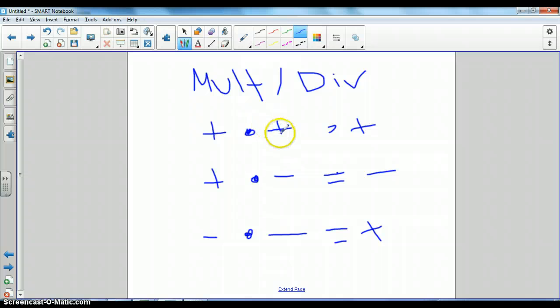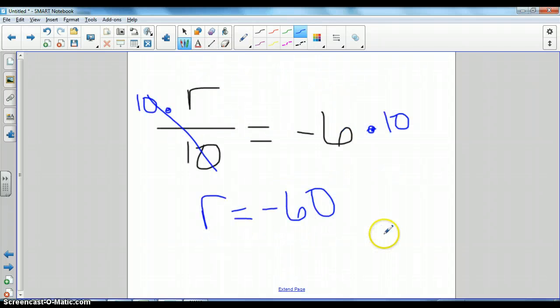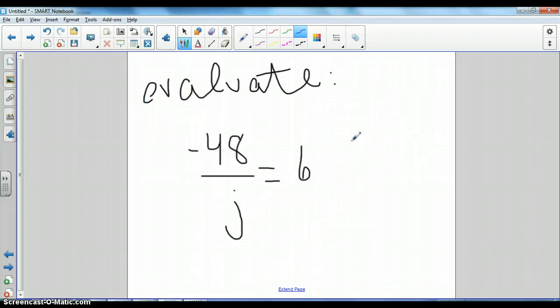Remember, positive times a positive, or a positive divided by a positive, is positive. Positive times a negative, or a positive divided by a negative, is negative. Negative times negative, or a negative divided by a negative, is a positive. Okay, when we have a division bar, that means we need to multiply. So we multiply both sides by that. It cancels out on one side, and we do our multiplication on the other.